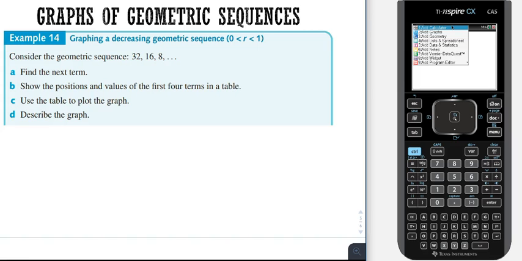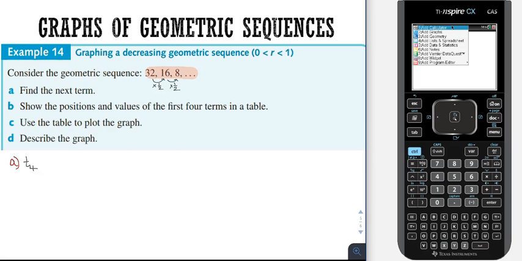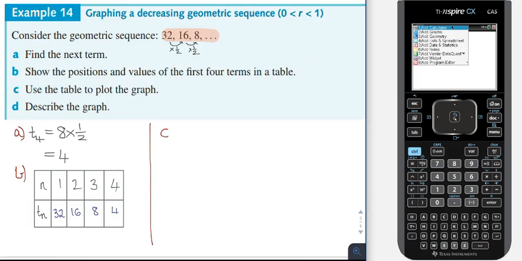So part A says find the next term. Note that the difference in each of these is that we are halving. So 32 times 1/2 is 16, 16 times 1/2 is 8, and then 8 times 1/2 will give you term 4, which is going to be 4. Part B said to find and put into a table the first 4 terms of the sequence. We already have those. We calculated them. So 32, 16, 8, and 4.